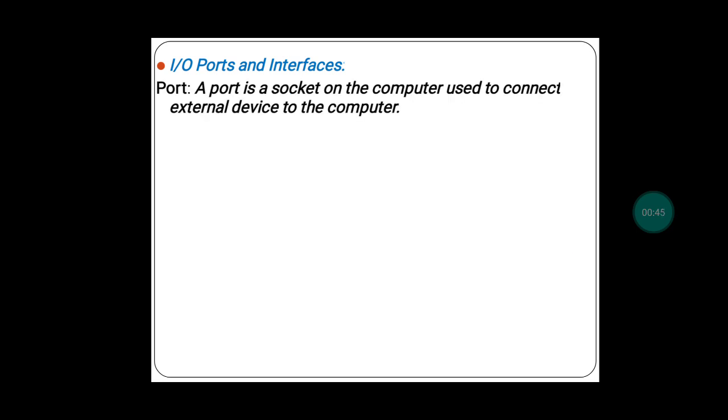A port is nothing but a socket on the computer which is used to connect external devices to the computer. Suppose if I want to use a mouse or a joystick or a printer on the computer system, I have to connect these devices to the computer system. So connecting these devices can be done through the port. So port is nothing but a socket on a computer which is used to connect external devices to the computer. A question can be asked for 1 mark. What is a port?